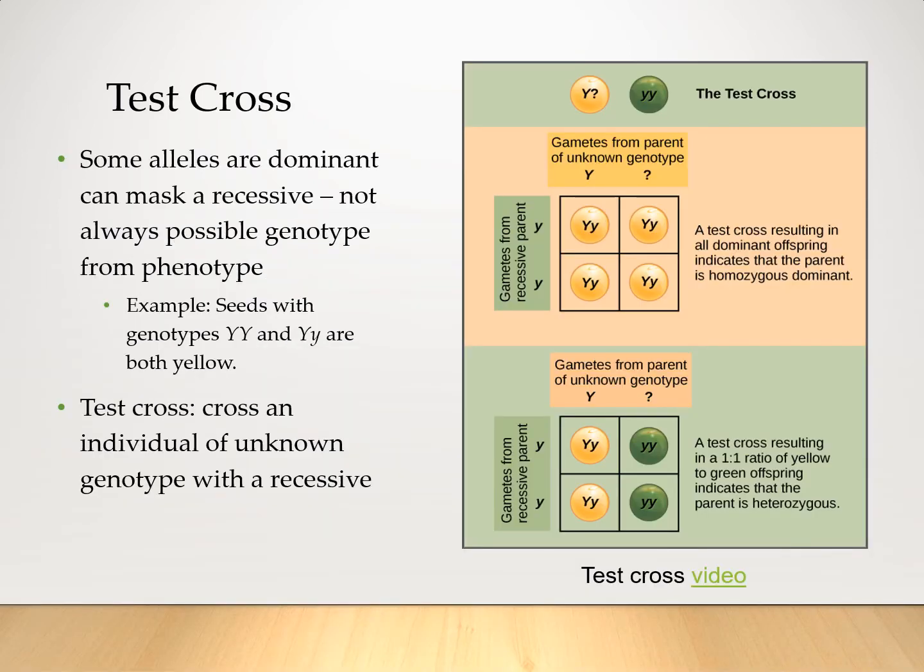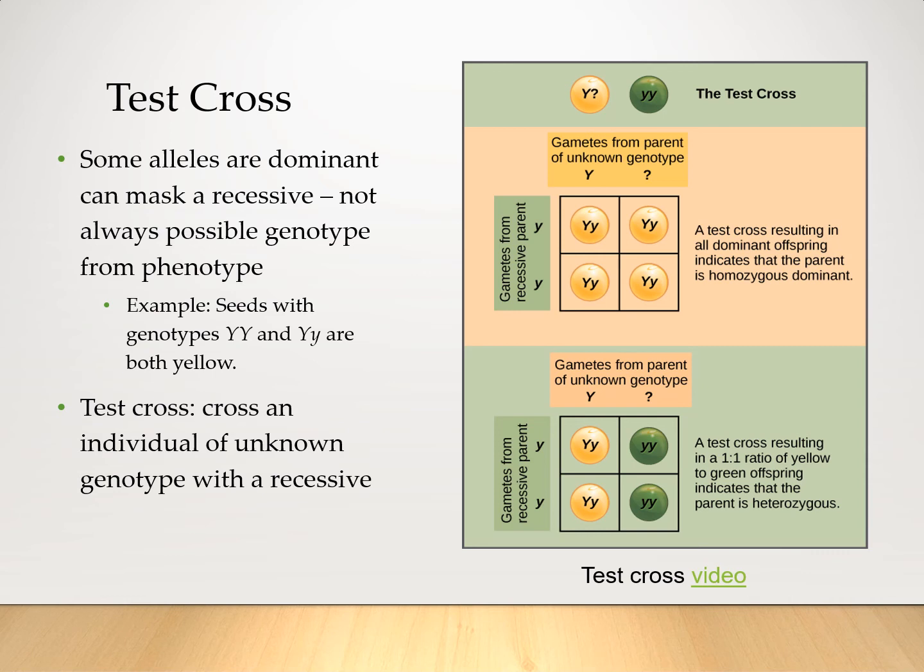When an organism's phenotype expresses the dominant form of a trait, it is not always possible to know the genotype. Is it homozygous dominant or heterozygous, where that dominant allele is masking the recessive allele? A test cross will determine the genotype of an unknown subject.